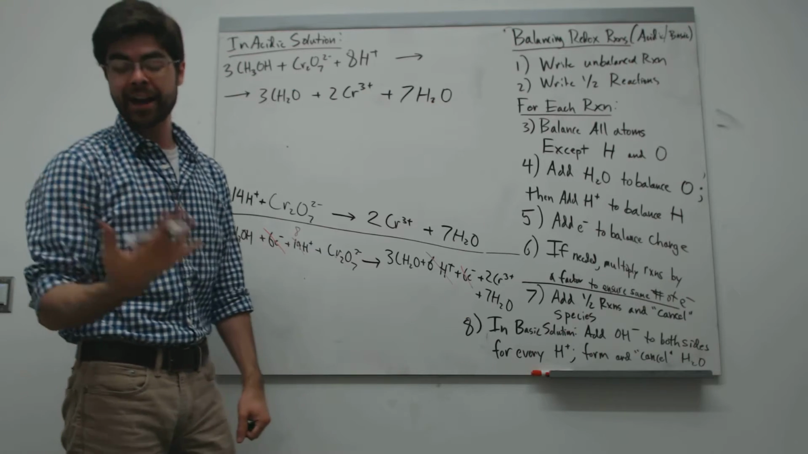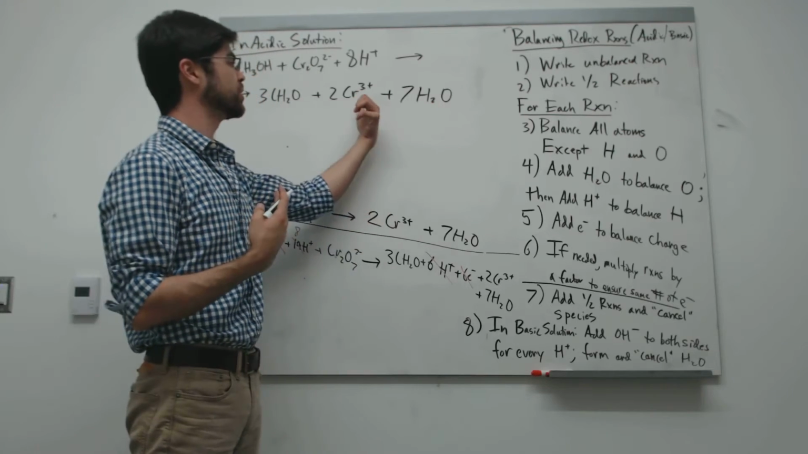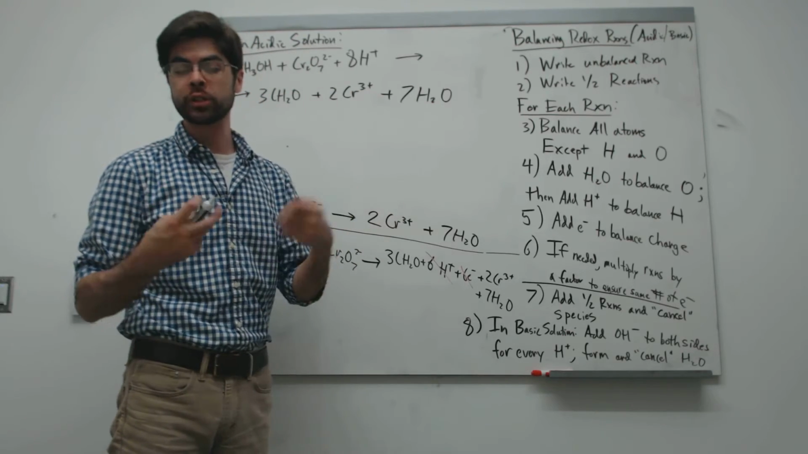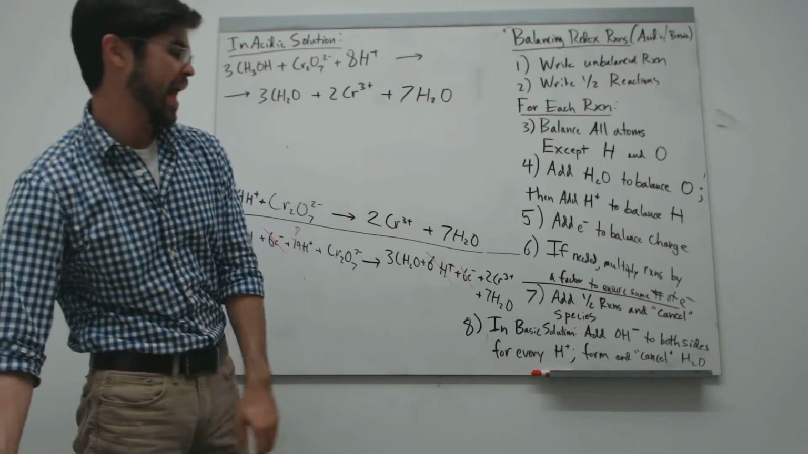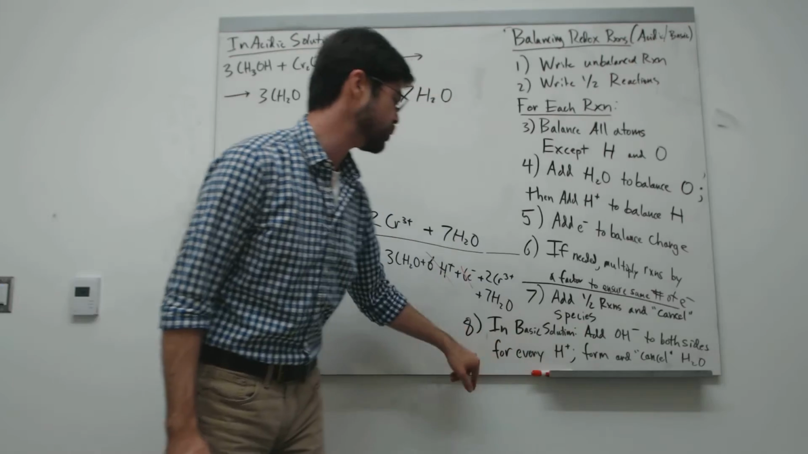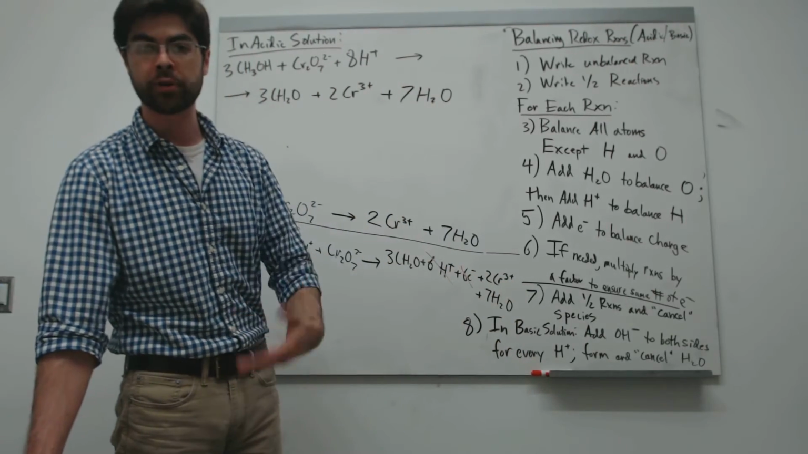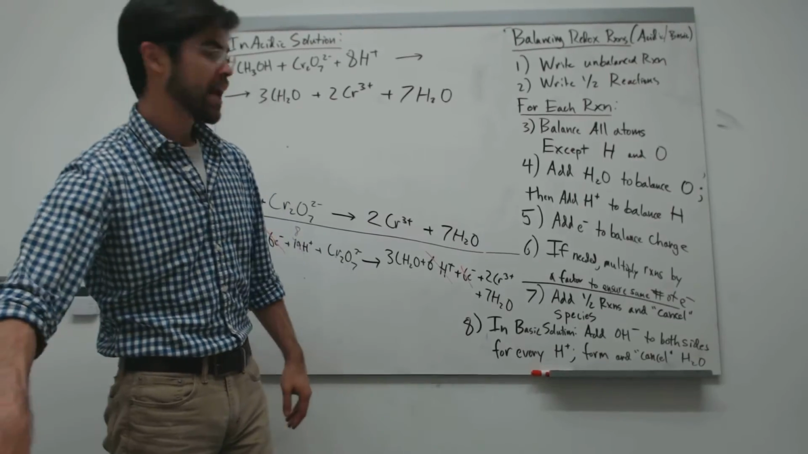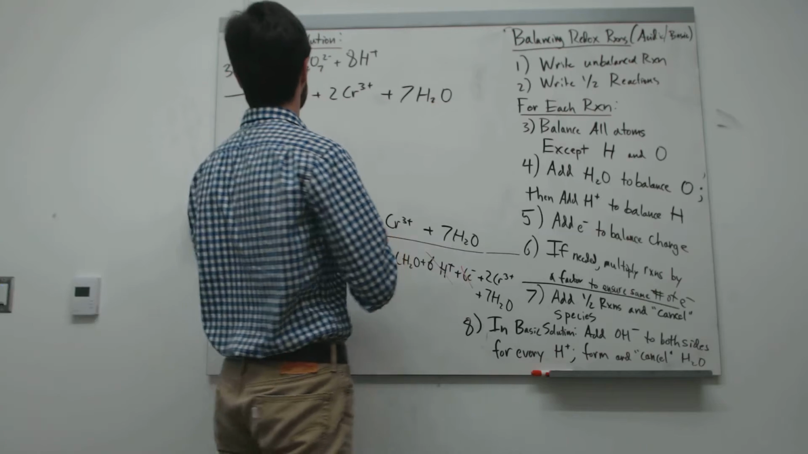But if it were actually occurring in basic solution, we can still work with this. We just need to alter it a little bit. So if we're doing it in basic solution, it says to add hydroxide ions to both sides, 1 for every hydrogen ion, and then cancel any water molecules that you form as a result. So let me illustrate how that works. So I've said that this is going to continue here.